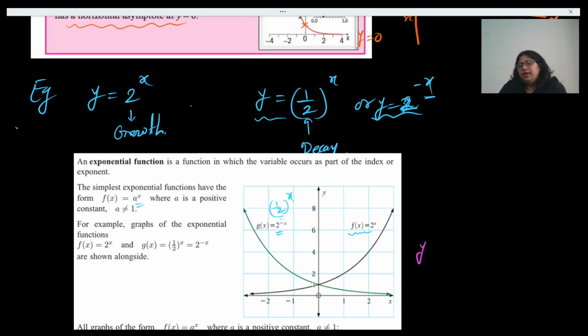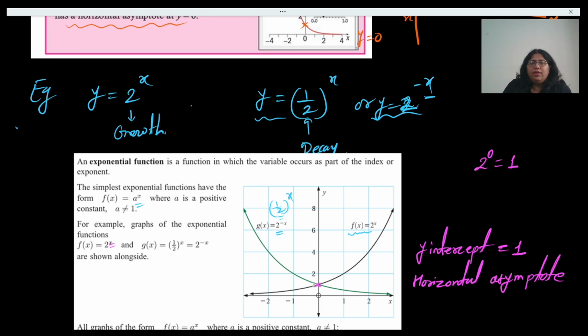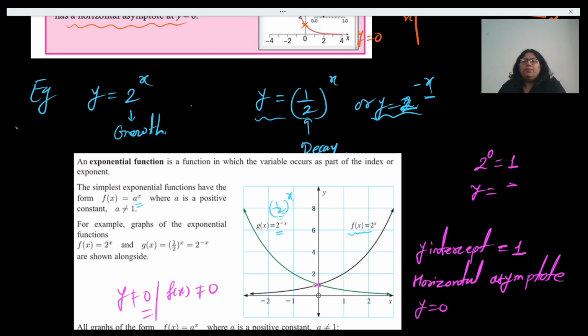So what do we take here? The y-intercept equals 1 in both the cases, and in both the cases you are getting a horizontal asymptote. y can never be equal to 0. That is why that becomes your horizontal asymptote. Or f of x cannot be 0. So whatever value is not possible will become the asymptote.